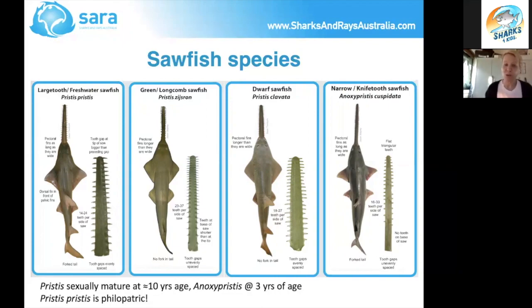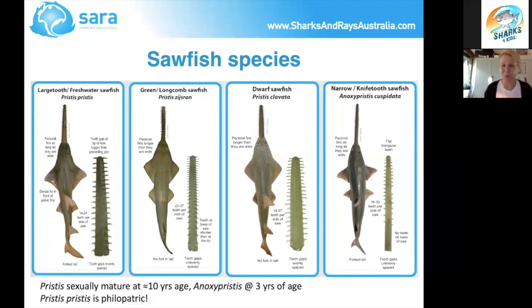And the reason why we call it that is because the pups can go all the way up into freshwater, and they will spend the first 10 years of their life there. And these animals are what we call philopatric. Now, I know that's a big word, but I think most of you guys already know what that means.